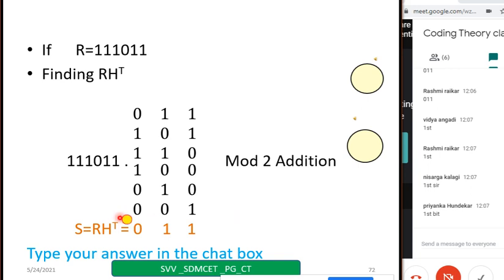Which row is a yes? I mean to say 011 in the H transpose. कौन सा row है 011? That you have to observe. So that bit will be in error. Yeah, Vidya has told first.